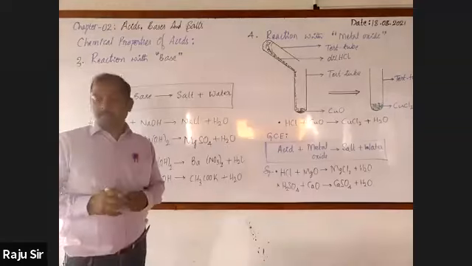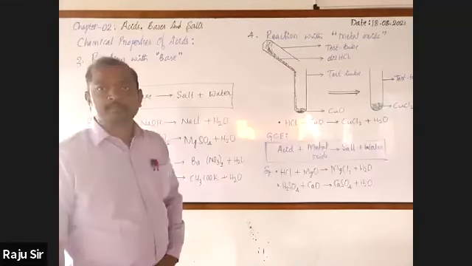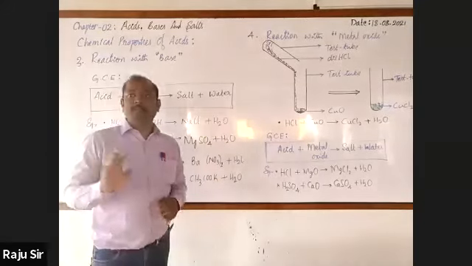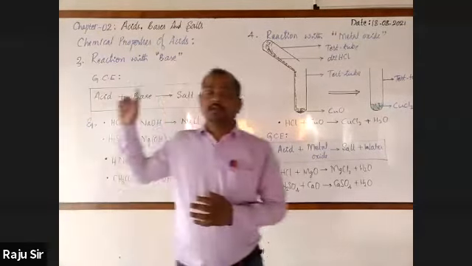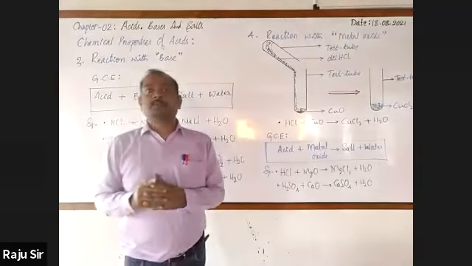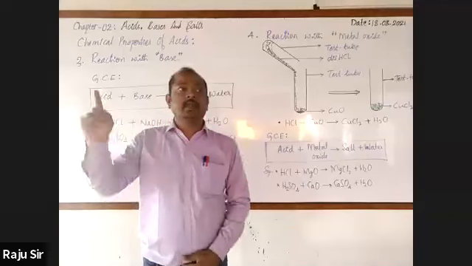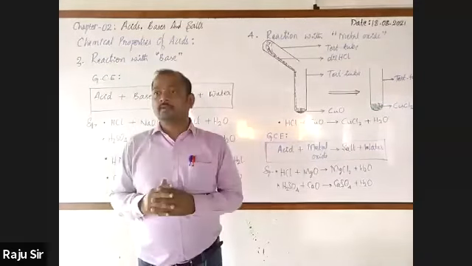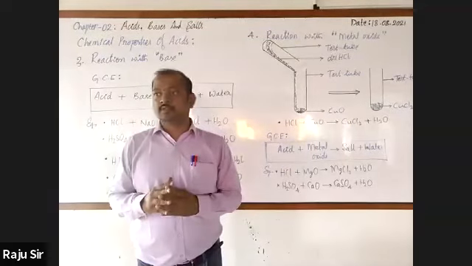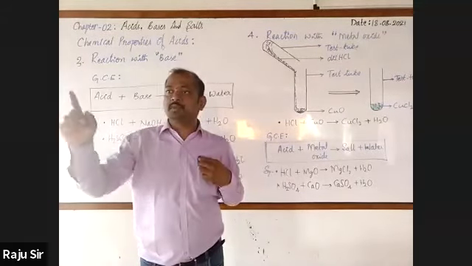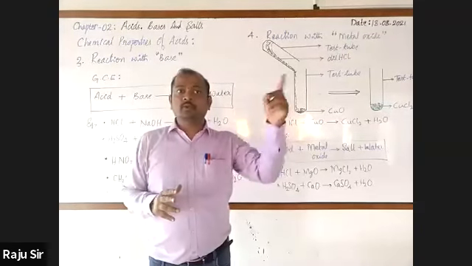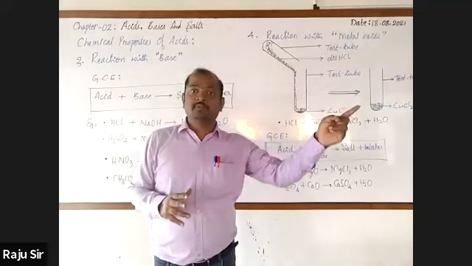Have you written? So these are the 4 important chemical properties of acids. Just listen to me. Recall the points. First, what happens when acid reacts with a metal? It produces salt with the liberation of hydrogen gas. What happens when acid reacts with a metal carbonate? Acid plus metal carbonate produces salt, water, and carbon dioxide.